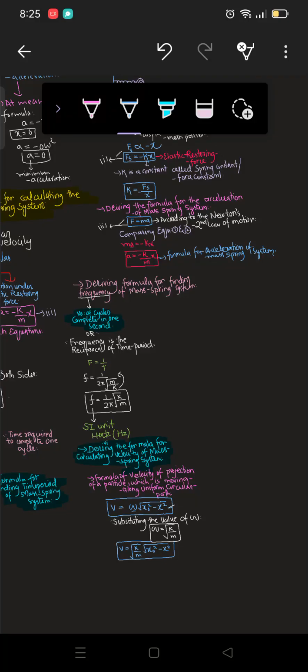Okay, so as in the last video, we have derived the formula for finding the velocity of the mass spring system, or velocity of motion under elastic restoring force, which came out to be v is equal to under root k over m into under root x naught square minus x square. How did we derive this formula?